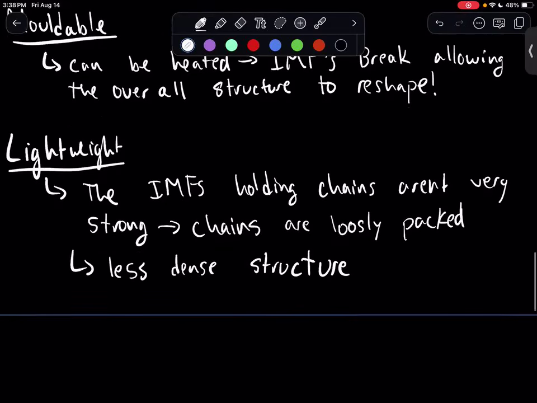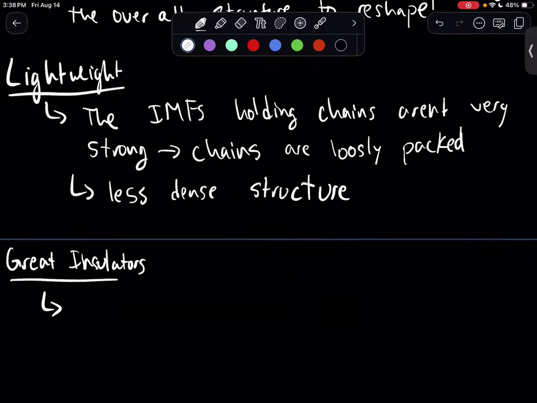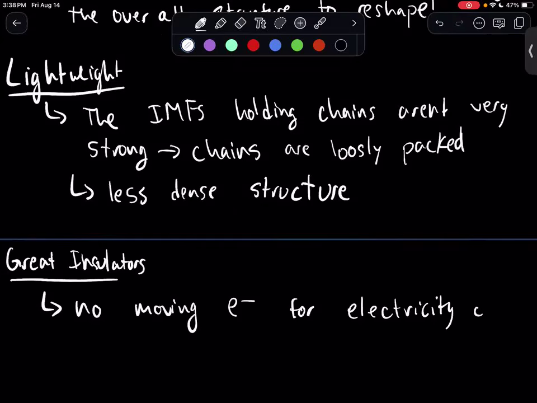Lastly, we know that these are actually great insulators of both heat and electricity. However, with heat, again, it's only until the IMFs break down. But they're great insulators, and one of the reasons you can see that is there's no moving electrons for electricity or particles for heat. They don't really conduct because they don't have anything to conduct that. So these are some of the main reasons that we use plastics, and they all come from that chain structure.